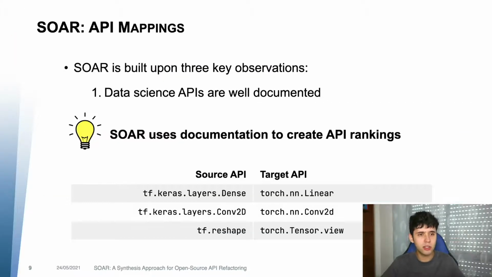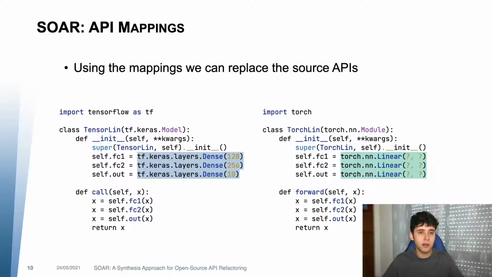In SOAR, we leverage the detailed documentation of these libraries to automatically create mappings between the source and the target APIs. You can see here in this table that on the left we have the source API, and on the right we have the most likely matching API in the target library. Using the API mappings, we replace the APIs in the original source code with their corresponding targets.